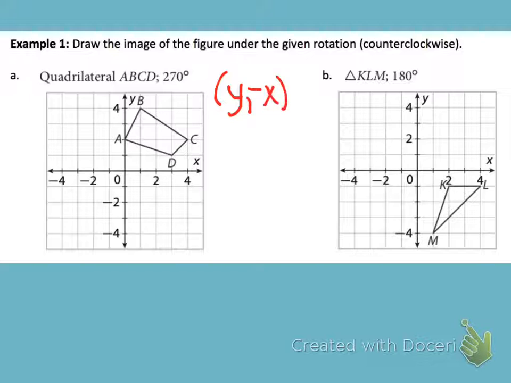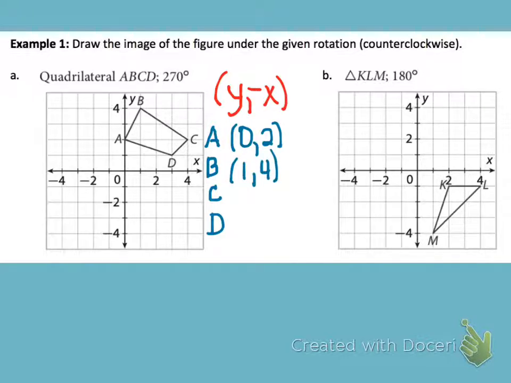So first of all, we want to identify these coordinates that we have here. So let's list out the coordinates of the original. A is at 0, 2. B is at 1, 4. C is at 4, 2. And D is at 3, 1. So now to get my new coordinates, what I have to do is reverse the order, and then I have to change the sign on the second coordinate.